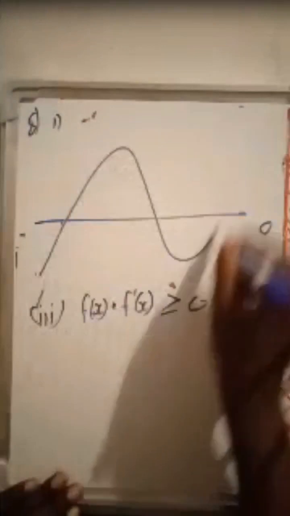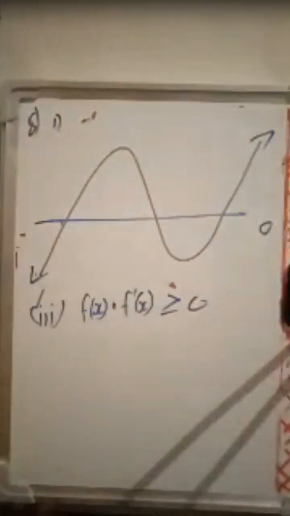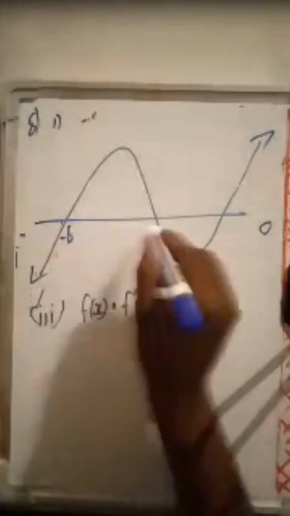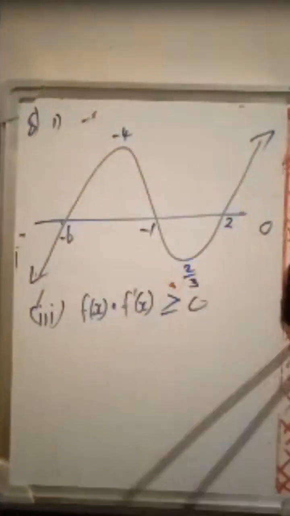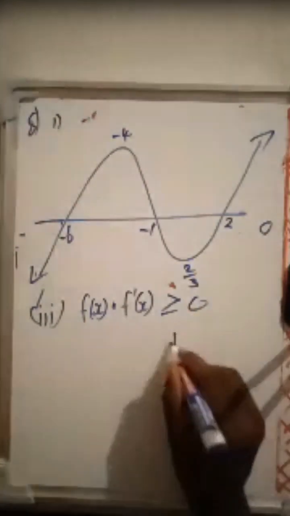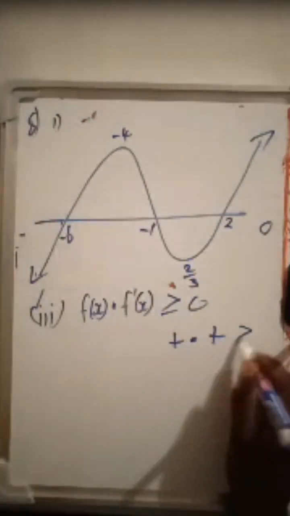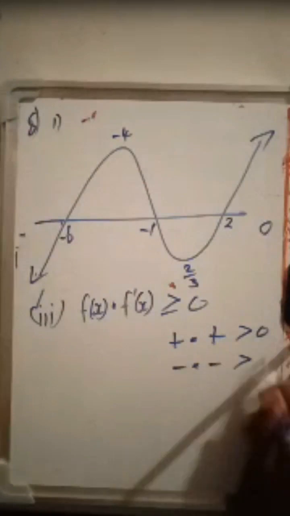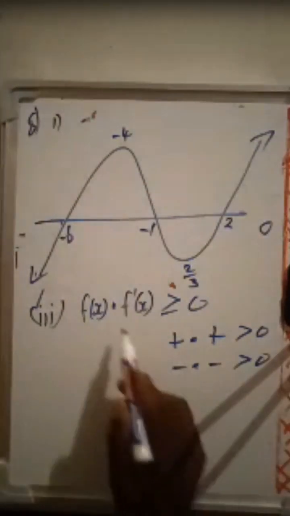That is that. Okay? Now we know that this is -6, -1. Then the other one was 2. That is -4. That is 2 over 3. Okay? So now we are asking the gradient should be positive and this one also positive. Remember that positive is greater than 0. Negative multiplied by negative is greater than what? 0. So we have to check where the gradient is positive and also where the f of x is positive.